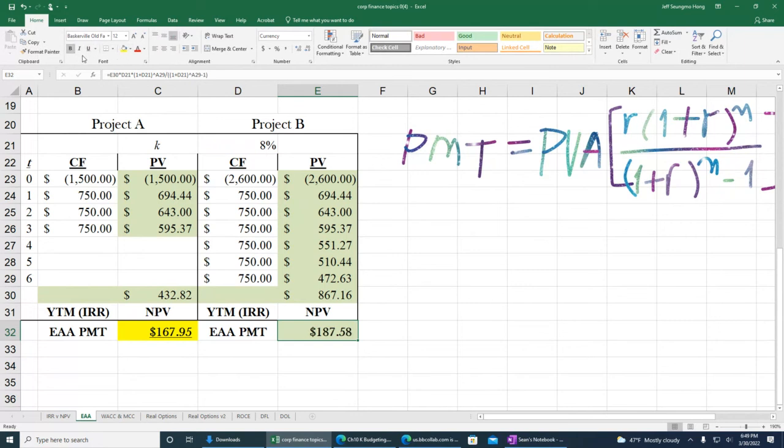Actually, in this example, I should change the highlight. This should be yellow, this should be, so this is exactly the result in the slide, right? The longer project, long-lived project generates higher annuities, right? So this one is better project.